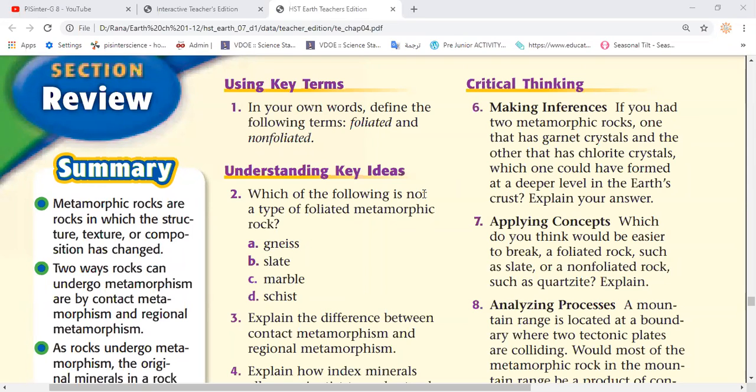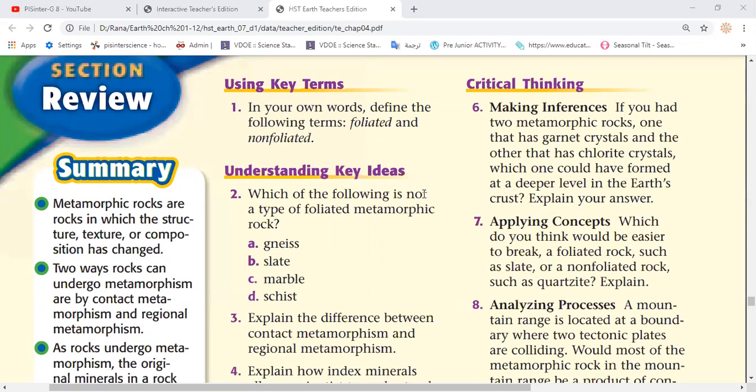Which do you think would be easier to break, a foliated rock such as slate or a non-foliated rock such as quartzite? And explain your answer. That's a very good question. So let's find, who can answer this question? Let's find Fadia. Because its grains are arranged in bands. So which one will be broken easily? Foliated. Good. Okay. Why?